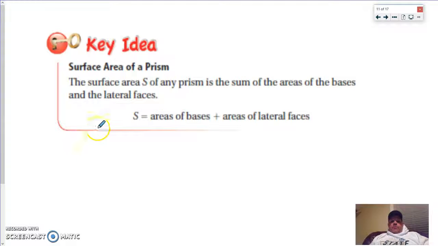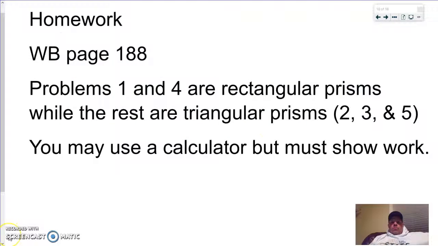So as a quick reminder for today, the surface area of any prism is the sum of the areas of the bases and its lateral faces. So the bases, most of the time in a rectangular prism, are rectangles. All the lateral faces are the sides. And in a triangular prism, our bases are triangles, and then we will have 3 other lateral faces.